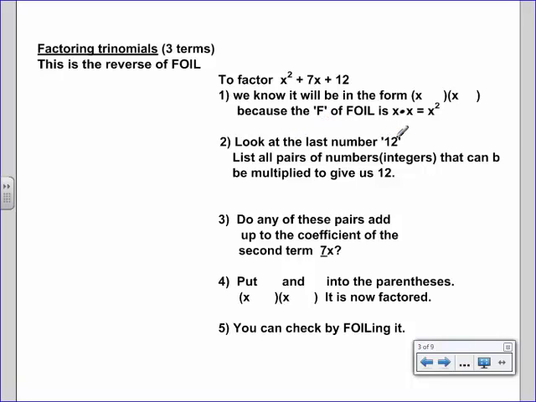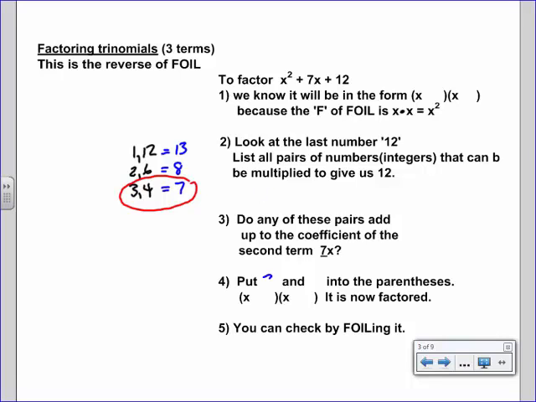Look at the last number, 12. List all integer pairs that can be multiplied to give us 12. We have 1 and 12, 2 and 6, and 3 and 4. Do any of these pairs add up to the coefficient of the second term, which in this case is 7? Well, 1 plus 12 is 13, 2 plus 6 is 8, but 3 plus 4 is 7. So, yeah, right here, the 3 and the 4.